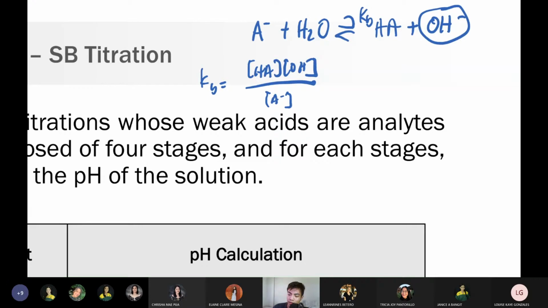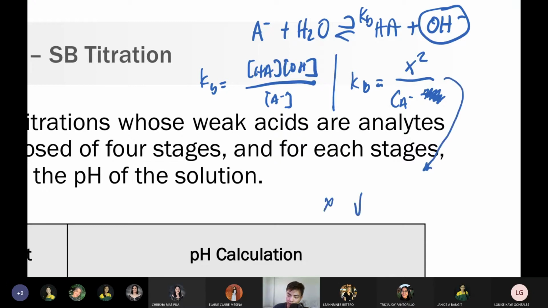If you use an ice table, of course we put x. So the numerator can be written as x squared, and then the denominator is Ca minus x. Small x approximation tayo, burahin mo yung x, assuming that the ratio is greater than 1000. You know that already. So we can write this as x equals the square root of the concentration of the conjugate base times the Kb. That's why the equation below is written that way.